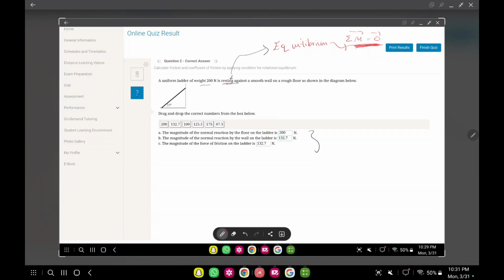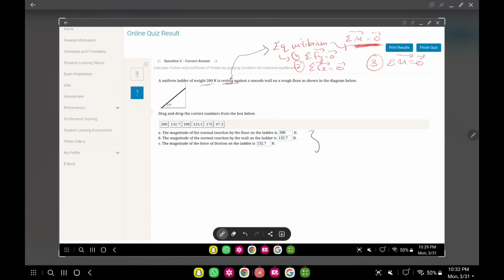When they say resting, it means equilibrium. In this case, what does that mean? Sigma Fy is equal to 0. Sigma Fx is equal to 0. And lastly, in this case, since it's a ladder, sigma M is equal to 0. Okay, what do we know?